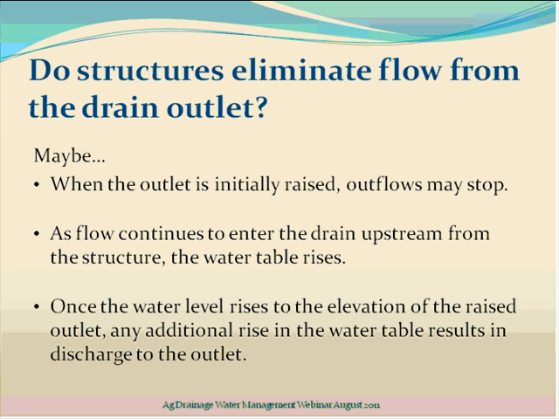Then the question is, do outlet structures eliminate the flow from the drain outlet? Well, maybe. When the outlet is initially raised, the outflows may stop. You can get a little leakage through some structures, but basically the flow out the outlet is going to stop. And then as flow continues to enter the drain upstream from the structure, the water table will begin to rise within the field. And once the water table rises to the elevation of the raised outlet, any additional rise in the water table will result in a discharge to the outlet. So it's not a plugging of a drain, it's a management of that drain water.